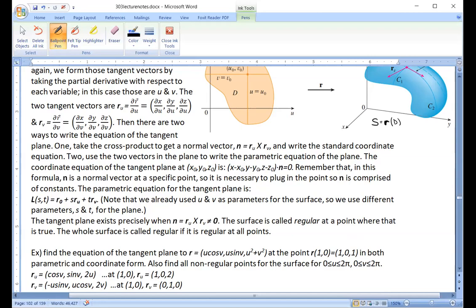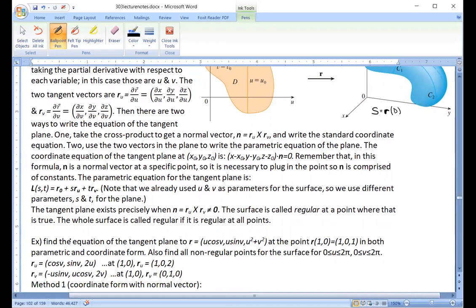Okay. So from this, we're going to make the formula for the tangent plane. And again, we know that we can write the formula two different ways. First way, we're going to do it the way that we're more used to. We're going to write it down using the normal vector, and then it's going to be written down in coordinate form. So let's take a look at that.